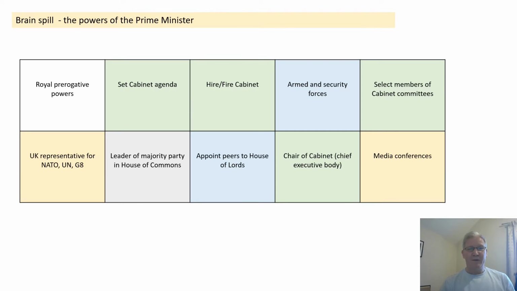Okay, so let's have a look at what I've suggested you might have put down in your brain spill. I've got some suggestions there based around the royal prerogative powers. That's the central part of it. You can see in the areas of green is how his relationship is with the cabinet, both as a chair, but also setting the cabinet agenda, hiring and firing people within the cabinet, but also making smaller cabinet committees out of the cabinet itself, therefore having a great deal of control about how the cabinet works.